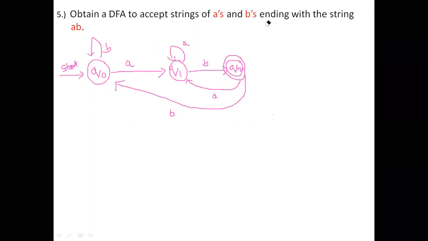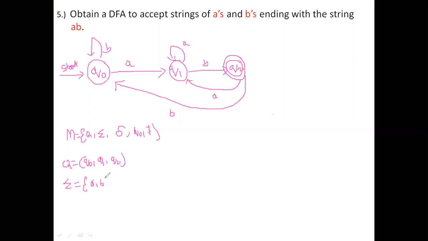Now we'll go for the machine. M is equal to Q, sigma, delta, Q naught, F. Q will be equal to a total of 3 states: Q naught, Q1, Q2. Sigma is equal to only 2 symbols, that is A, B. Then Q naught is the start state. And the final state is Q2, exactly.